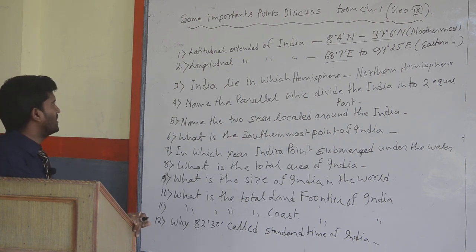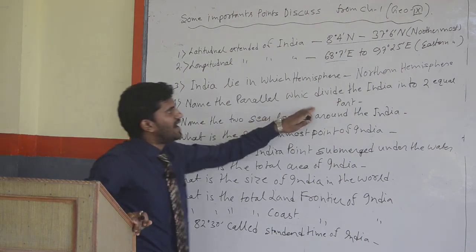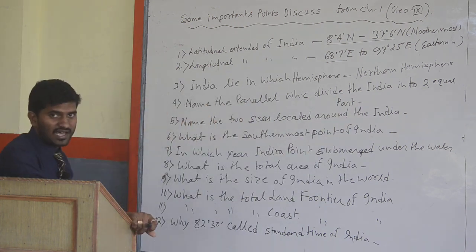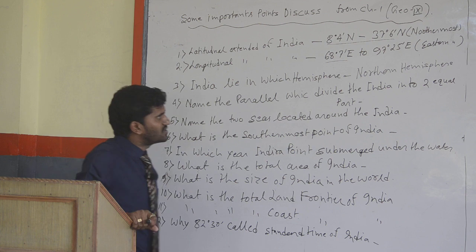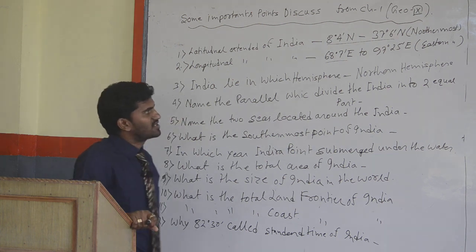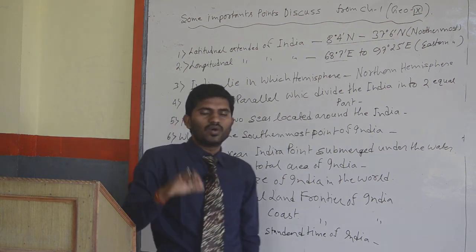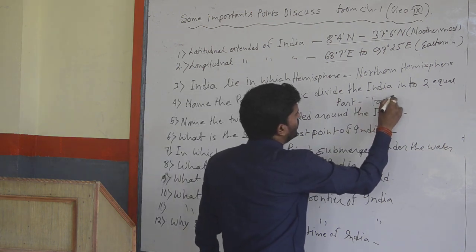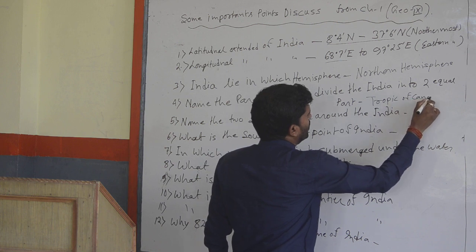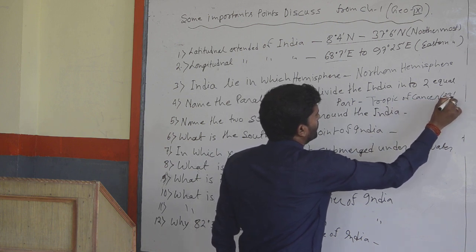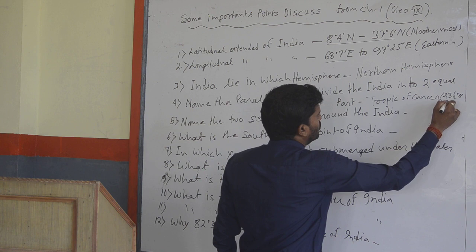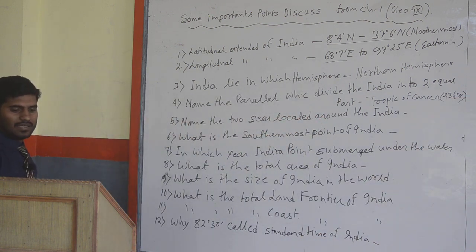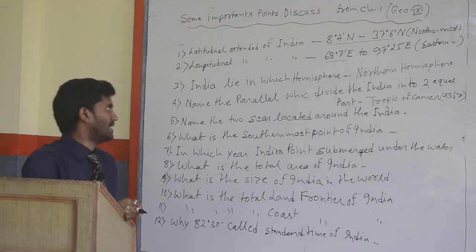And the next point, name the parallel which divides India into two equal parts. Tropic of Cancer. The answer is Tropic of Cancer, 23 and a half degree north. Clear? This is called the Tropic of Cancer. It divides India into equal parts.